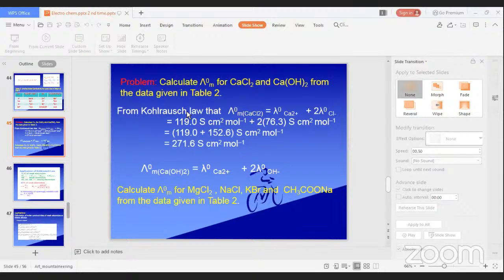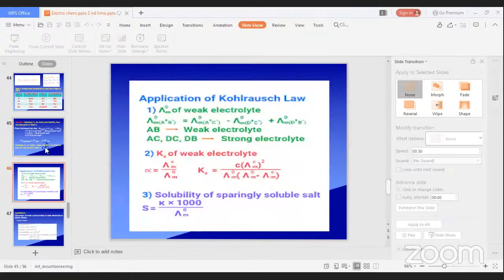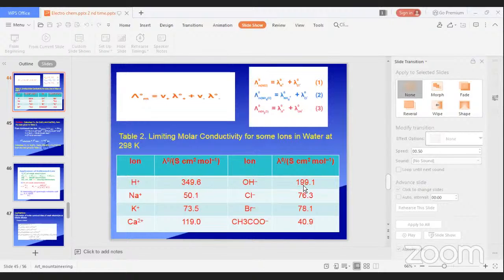According to Kohlrausch's law, we can calculate the limiting molar conductivity of calcium chloride. Similarly, you have to calculate the limiting molar conductivity of calcium hydroxide by substituting Ca2+ plus 2 OH-. For OH- you have to substitute 199.